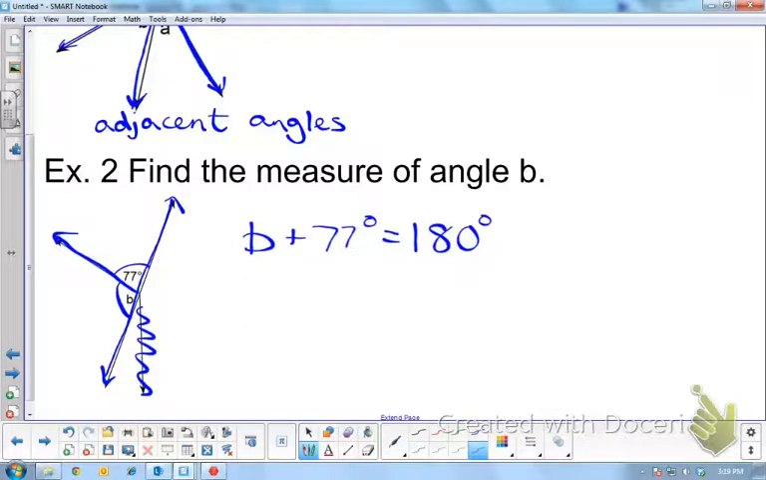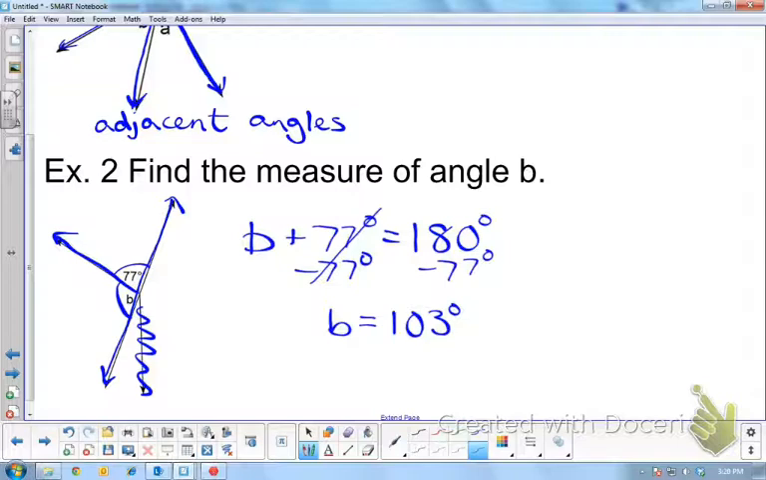Well, that's a pretty basic equation that we can solve. In fact, you probably thought of the process of what you should do in your head before we even wrote out an equation. If we're going to get B alone, we just take away 77 degrees. But what we do to one side of an equation, we must do to the other side. So if we take away 77 from 180, that will give us the measure of angle B. So if we do that subtraction, we get 103 degrees. So that's the most basic version.